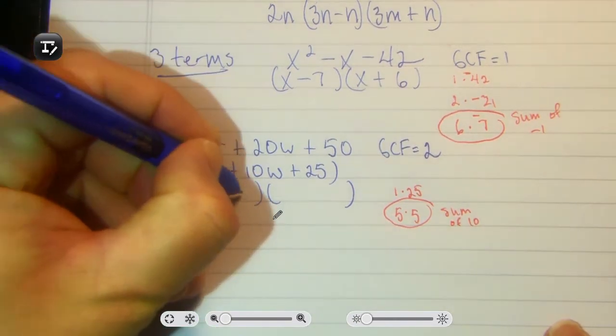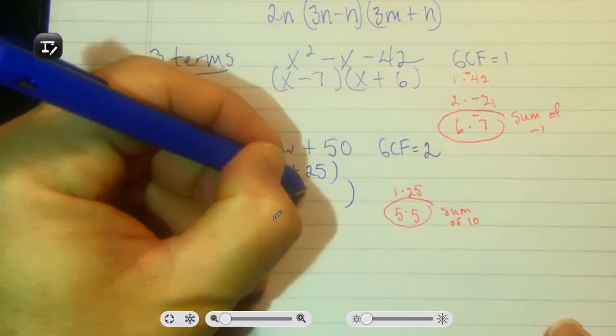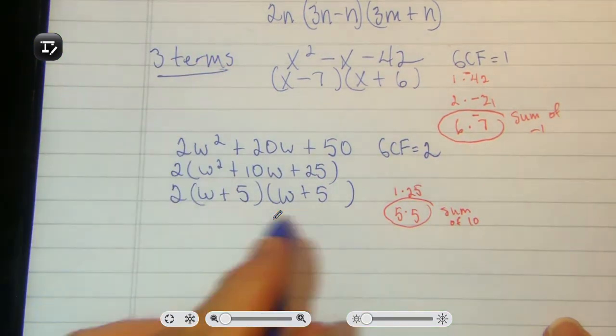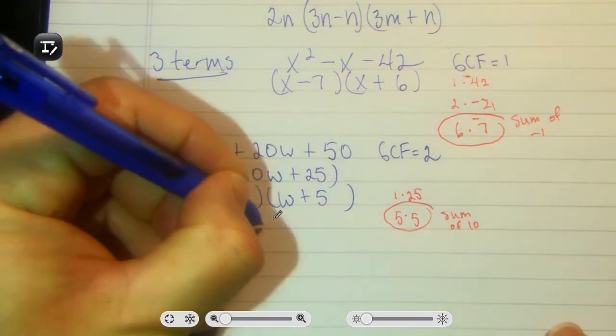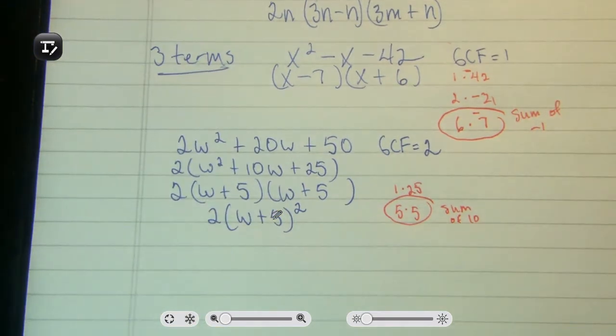So either way I want to factor it, I can factor it recognizing it's a perfect square trinomial, or I can just factor it as a standard trinomial. I want to write it mathematically in the best way. So I'm going to write it (w + 5) squared.